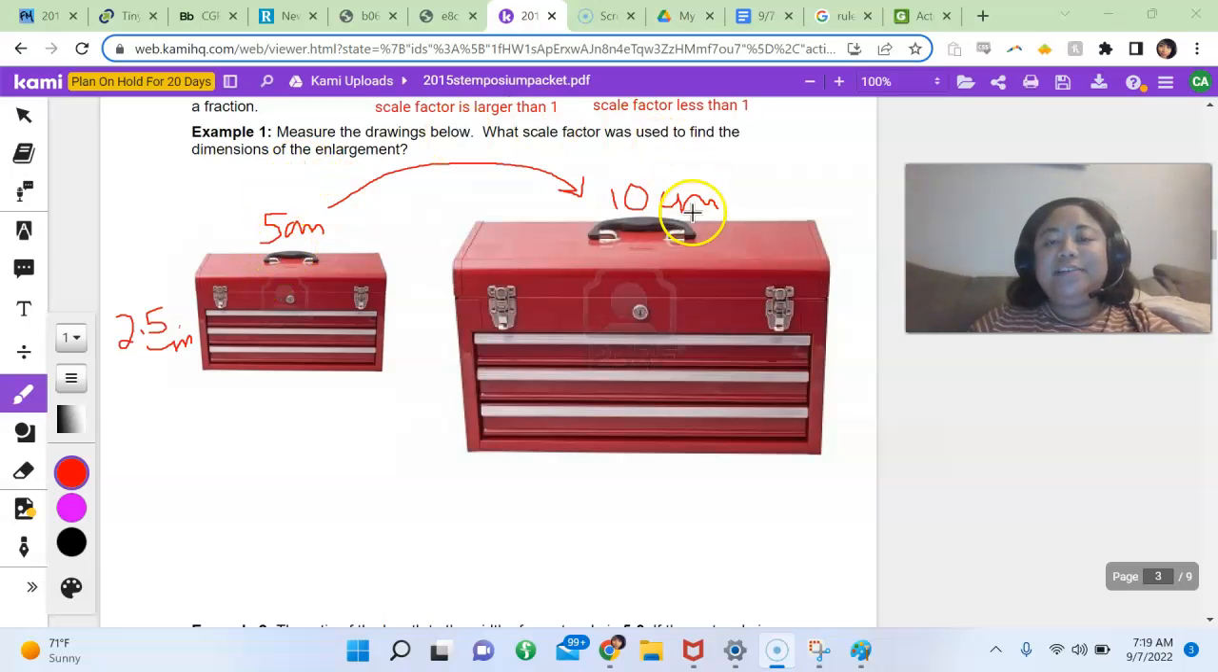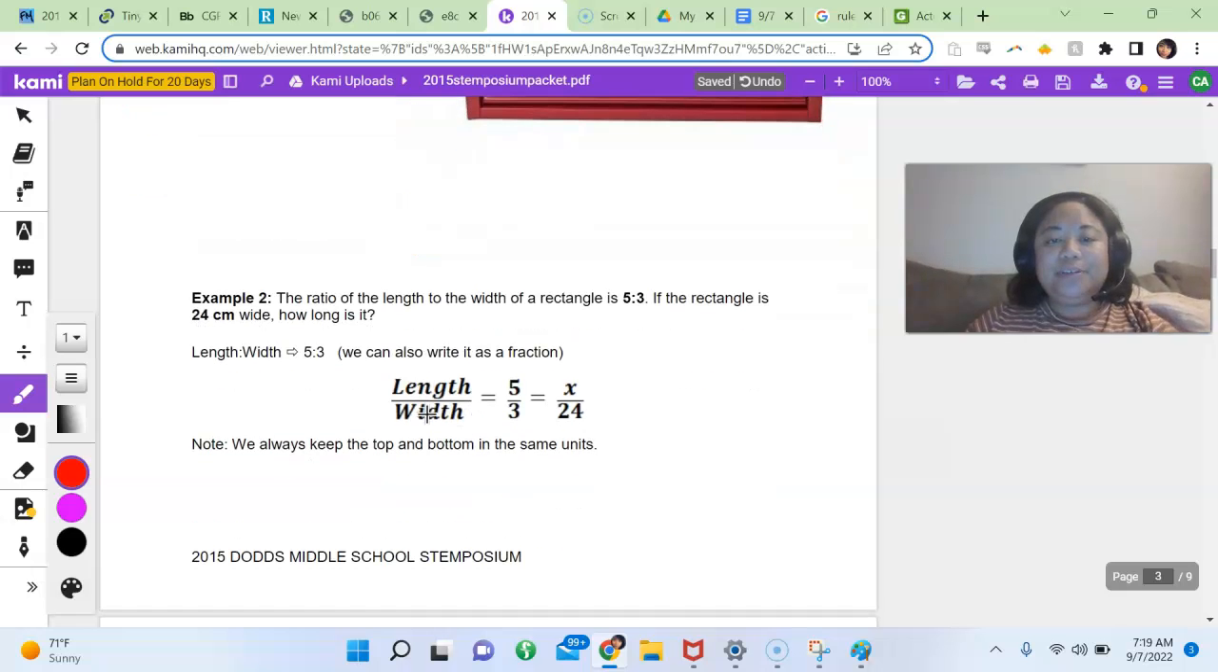I went from 5 centimeters to 10 centimeters here, 2.5 centimeters to 5 centimeters here. So my scale factor was 2. All right, let's move on to example number 2. This one is slightly different. This time, let's go ahead and read the problem together.